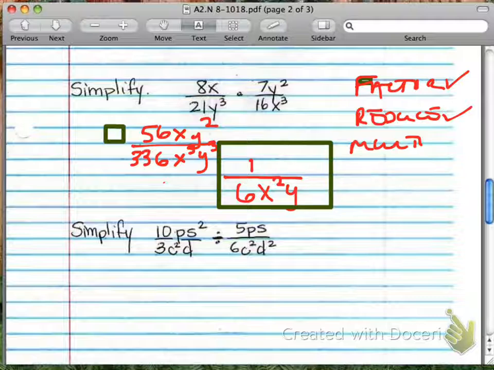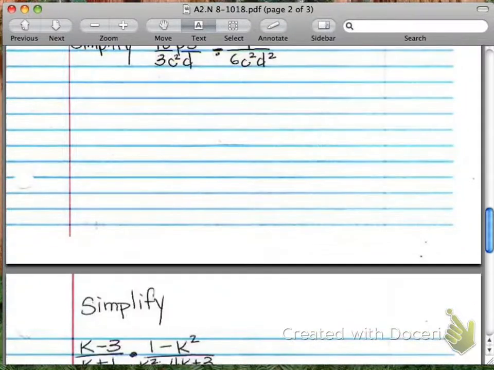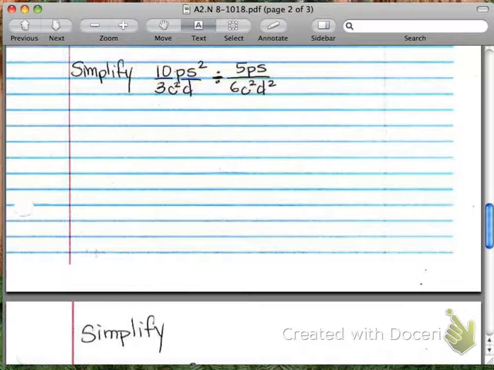All right, let's look at our next example. I want to show you some other examples that are a little bit different. What's happening in this problem right here? Now we're dividing, but what's happening? This is a rational expression divided by another rational expression, or a fraction divided by another fraction. So what does that really mean? I'm multiplying. So my first thing I need to do is change it to multiplication. When I change it to multiplication, what is my new problem?